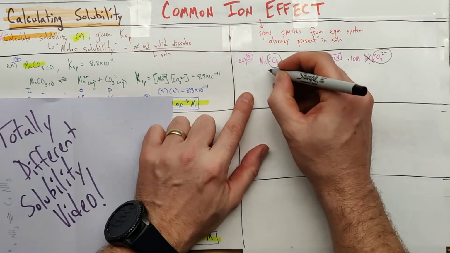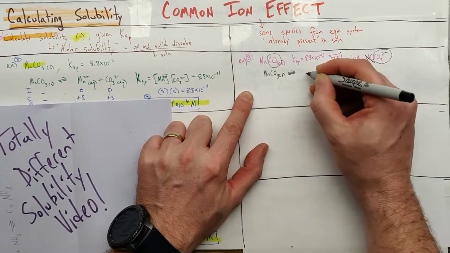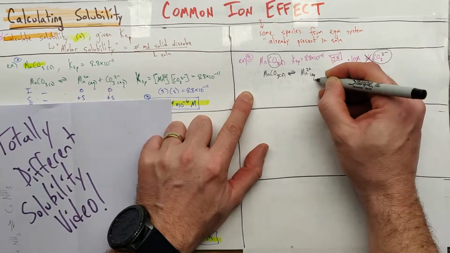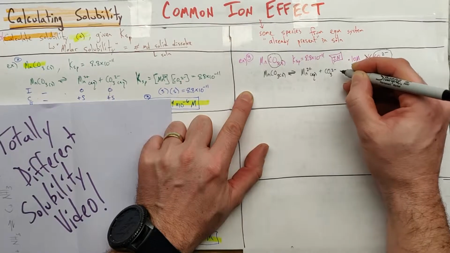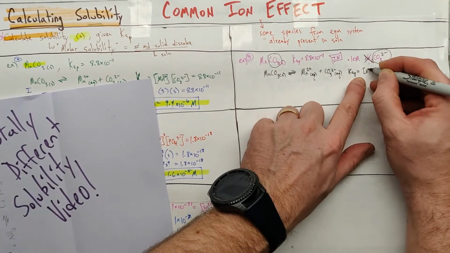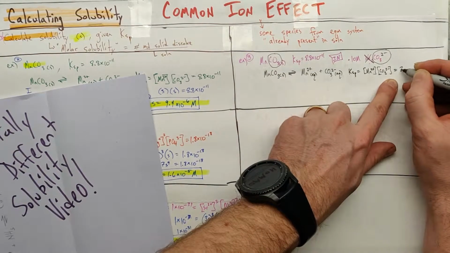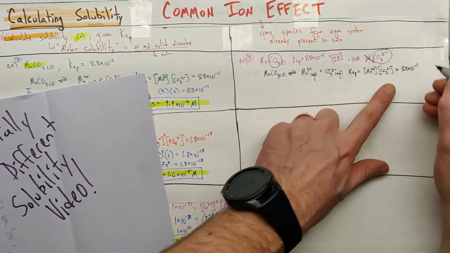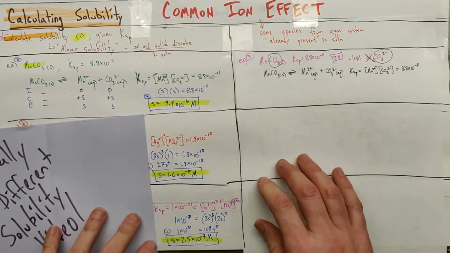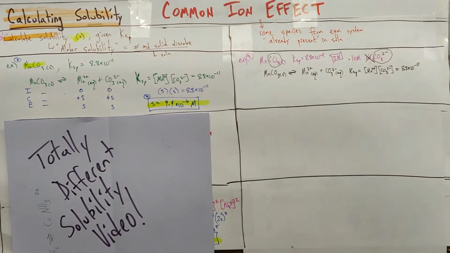Okay, so we're going to use this same equation. I've got my manganese carbonate. It's a solid. It's going to dissociate, giving us manganese ions and carbonate ions. And our KSP value is still going to be based on our manganese ions and our carbonate ions. And it's still going to be 8.8 times 10 to the minus 11th. All of that should look very familiar because it's exactly the same. In fact, things are going to continue to look exactly the same as I set up my ICE problem.